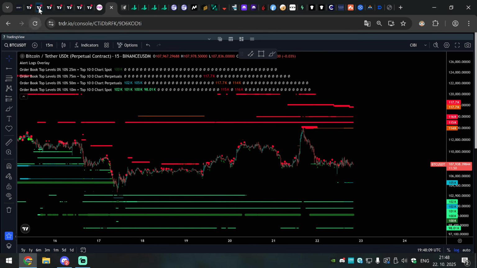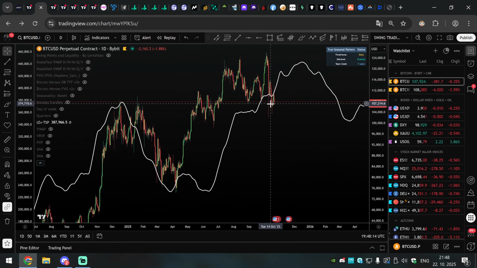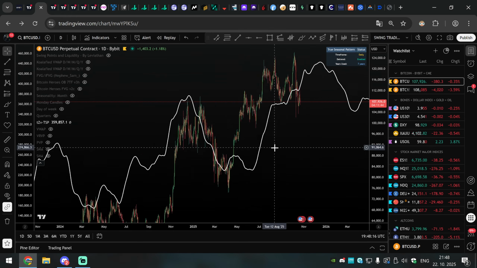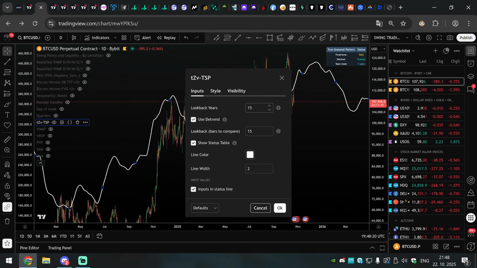Remember, from seasonality, we are entering from the beginning of November into the strongest part of the year. The seasonality, this is the line. Here are my settings, by the way. The look back period is set to 15 years, and I use the trend. I just want to see the seasonality.